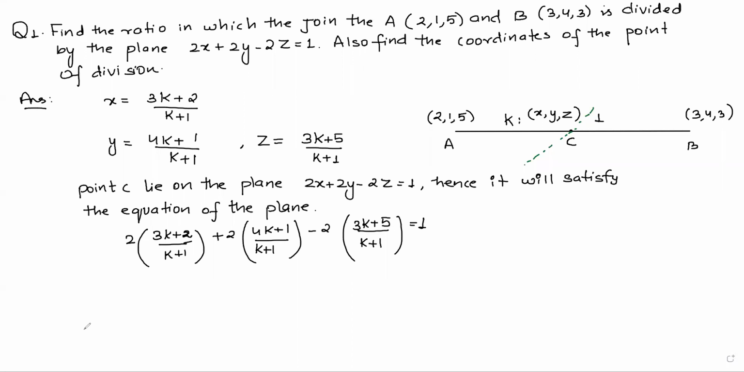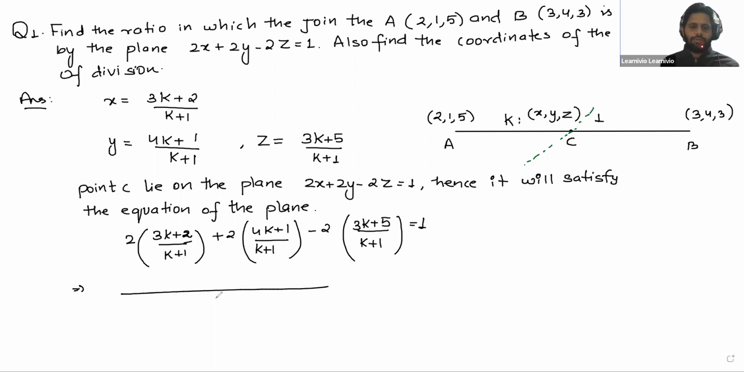No, Yusra, this is not correct. The value of k is 5 by 7. So the method is, please take the LCM, (k plus 1), open the brackets: 6k plus 4, 8k plus 2, minus 6k minus 10 is equal to 1. Solve this.